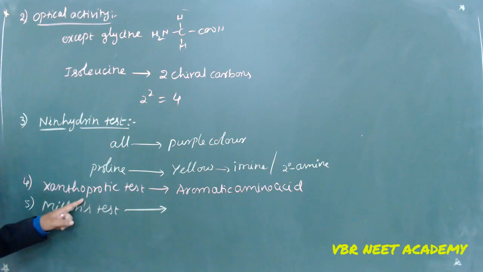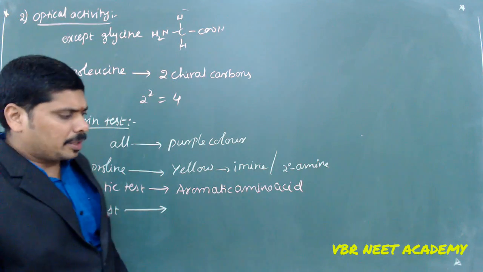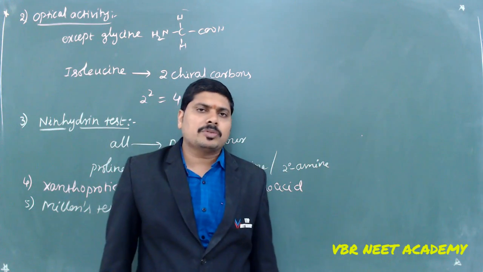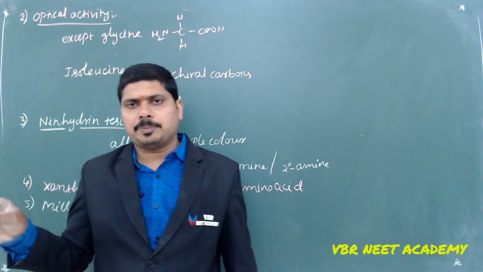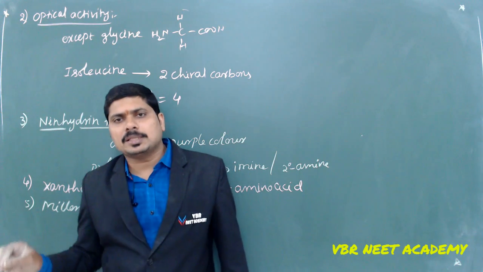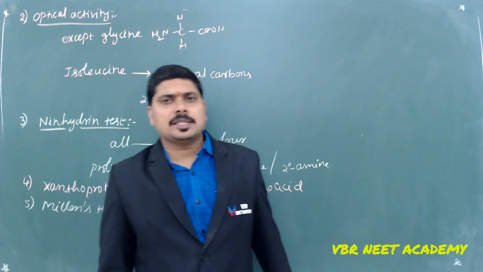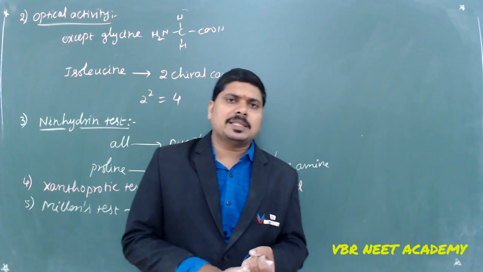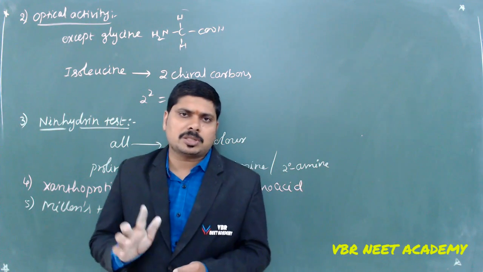The xanthoproteic test is for aromatic amino acids, and Millon's test is for tyrosine, a separate test from this one. So these are the points we can remember about amino acids. What we discussed here: alpha amino acids of L type are the naturally occurring amino acids. All amino acids are optically active. We have seen the classification of amino acids based on their polarity, the position of the amino group, the number of amine and carboxyl groups, and their structure.